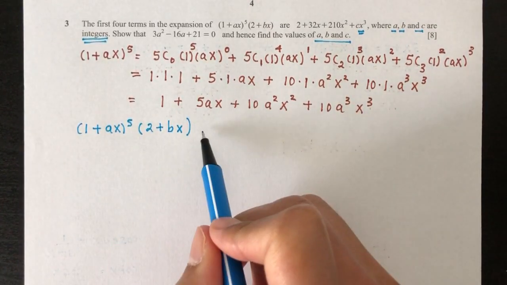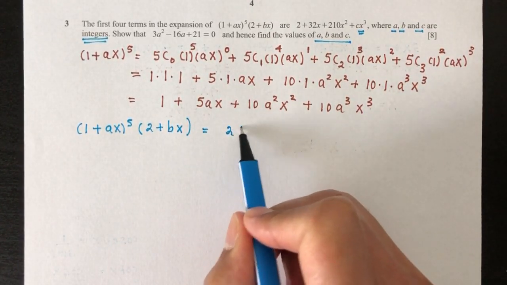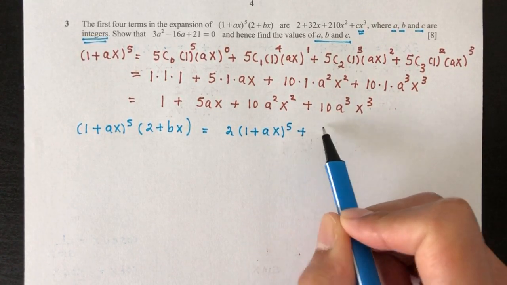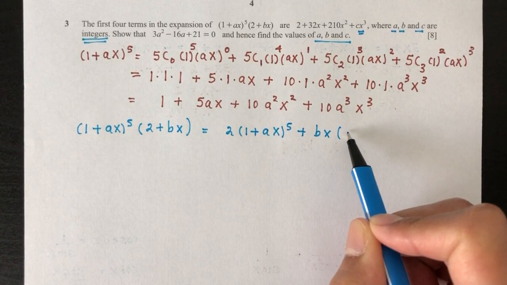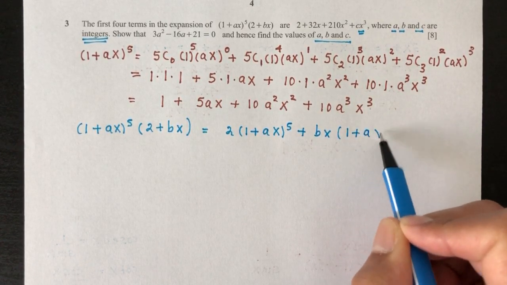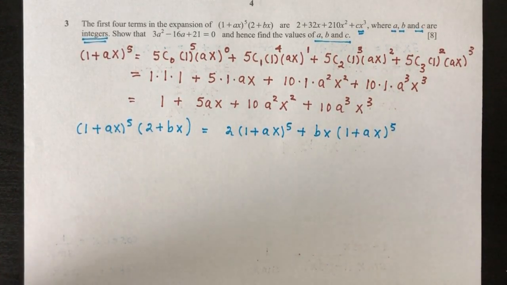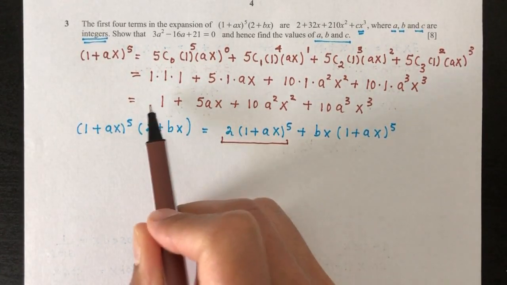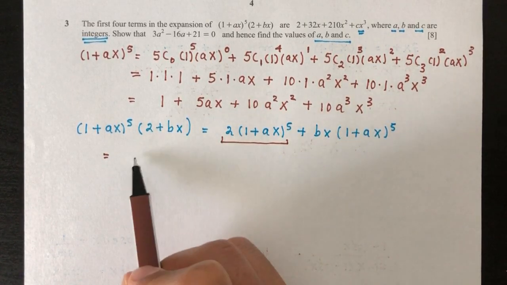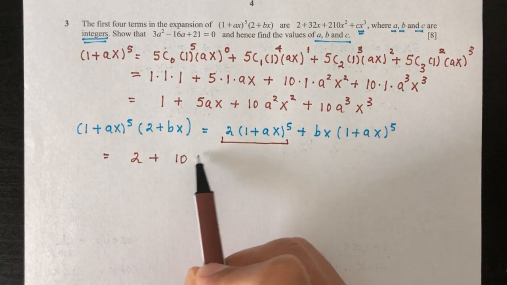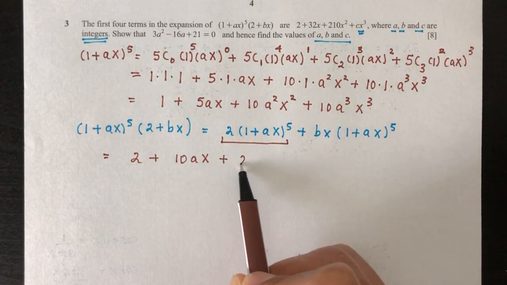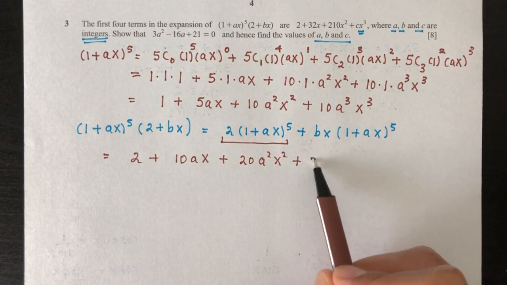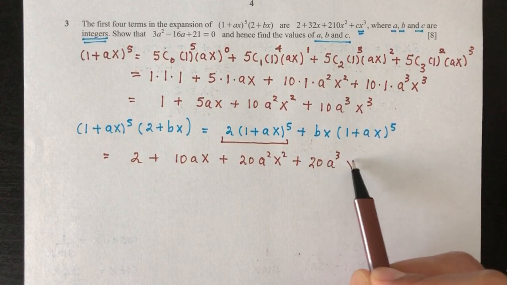So if you were to expand this, this is equal to 2 times (1 + ax)^5 plus bx times (1 + ax)^5. Now let's look at one by one. So first this one. 2 times this will be what? Will be 2 plus 10ax plus 20a²x² plus 20a³x³.